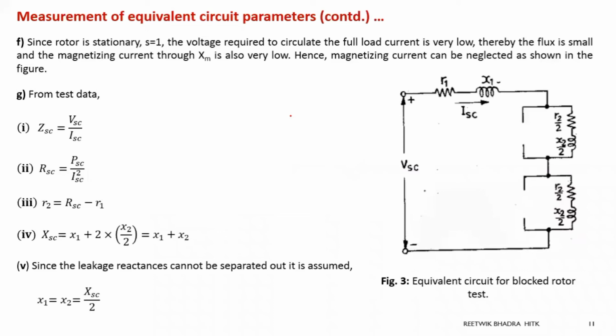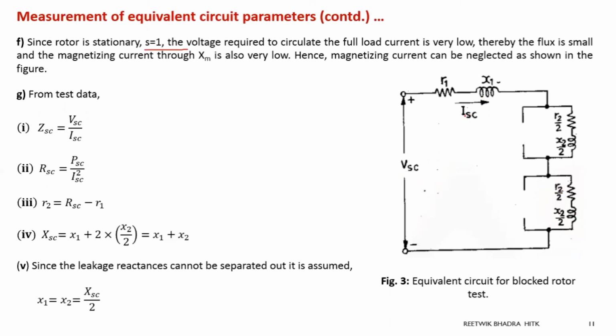Now over here we'll take some consideration. Since your rotor is blocked and not rotating, what is NR? 0. So what will be the slip? Slip is equal to 1. So this becomes R2 by 2 into 2 minus S, and 2 minus 1 is 1. So this also becomes R2 by 2 and X2 by 2. This is the whole circuit over here.